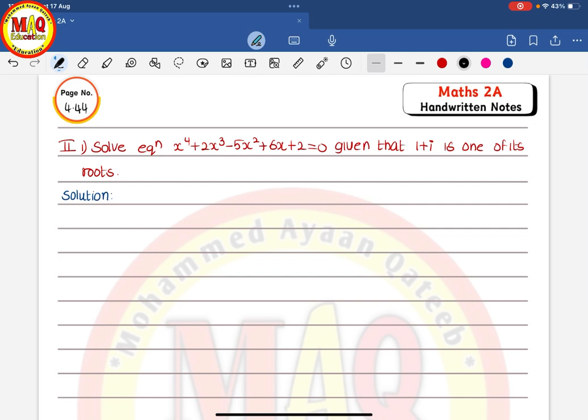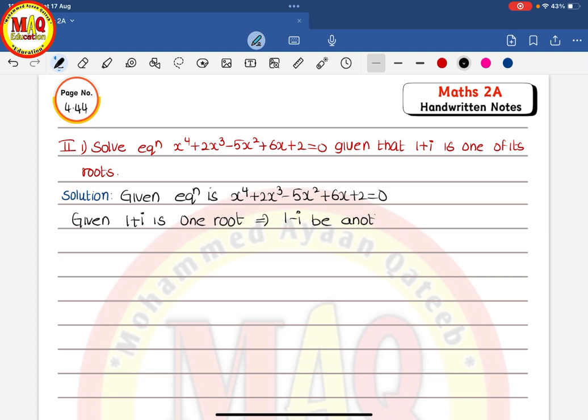Next two questions, Roman number 2, first one. Solve the equation x power 4 plus 2x cube minus 5x square plus 6x plus 2 equal to 0, given that 1 plus i is one root. So first let us write, given equation is x power 4 plus 2x cube minus 5x square plus 6x plus 2 equal to 0, given 1 plus i is one root. So here it implies 1 minus i is another root.